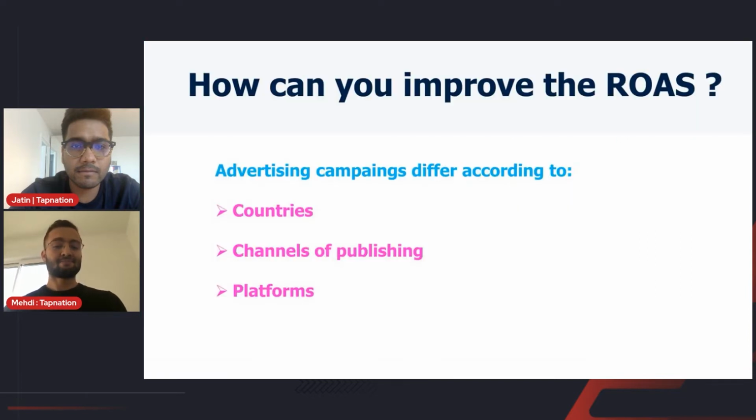The problem in spending money on advertising is that campaigns are different depending on the country, the channel of publishing, and the platform, and we need to know where to spend to gain the maximum of money. So to manage this problem, we need to know the ROAS on each country. More specifically, we need to know.